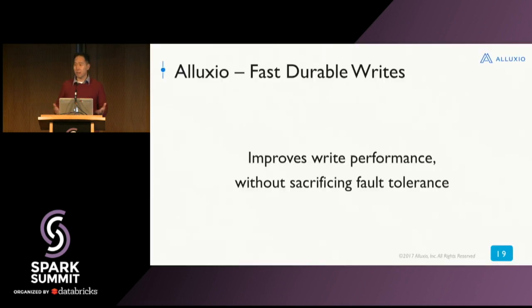So you might be asking yourself, how does this work? What is Alluxio doing here? At the core of it, Alluxio has a feature called fast durable writes, and this is the feature that is used for this type of pipeline and writing in the cloud. The ultimate goal for fast durable writes is to improve write performance, but not have to sacrifice the fault tolerance and durability of the data.